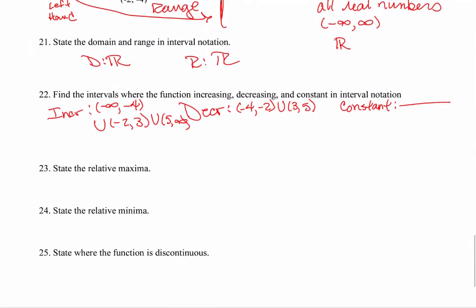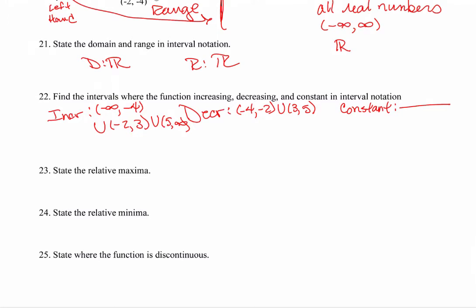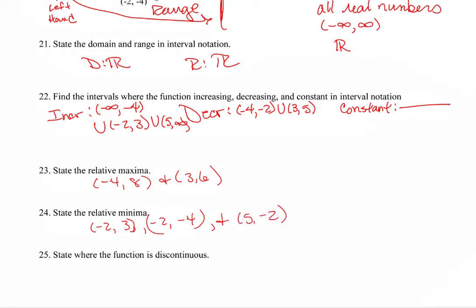Now, the relative maxima are where I hit my highest point. So I hit a highest point at the x and y values negative 4, 8, and 3, 6. I hit a relative minima at negative 2, negative 4, and 5, negative 2. I was discontinuous at x equal to negative 2. That was the only place I had to actually pick up my pencil.